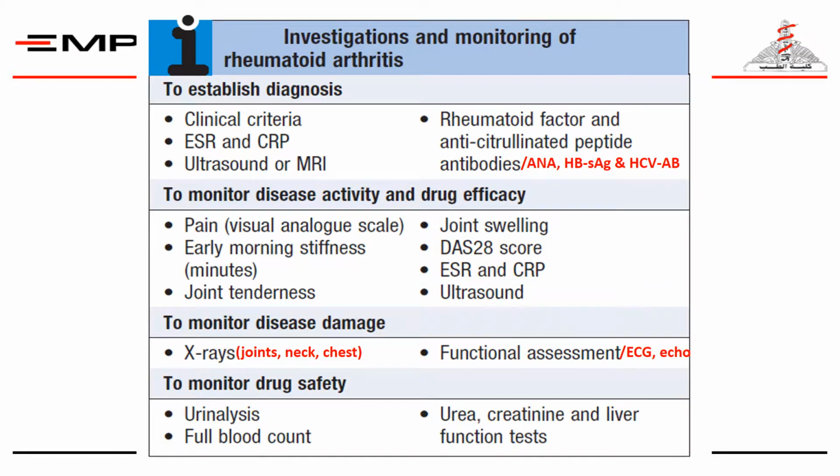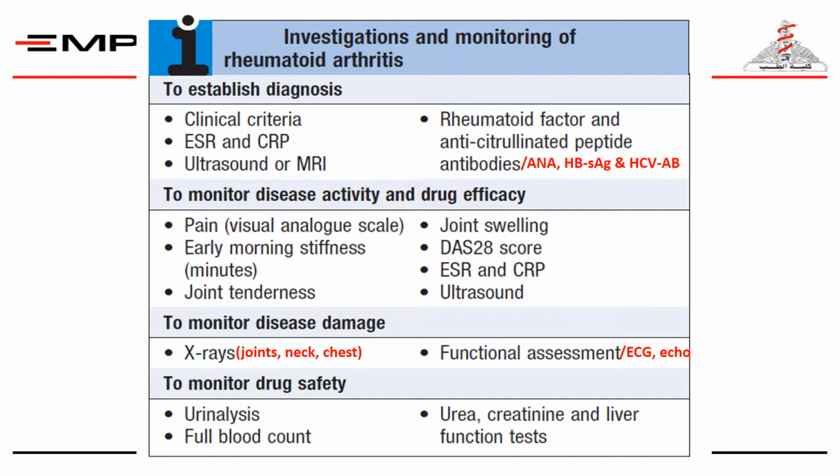When the patient is still in activity, the levels of ESR and C-reactive protein, which are the acute phase reactants, are still high. Ultrasound of the joints also can give us some hints about synovitis and activity of the affected joint. To monitor disease damage, plain X-ray to the joint, to the neck, to the chest can be done to detect any joint damage. Also, functional assessment.